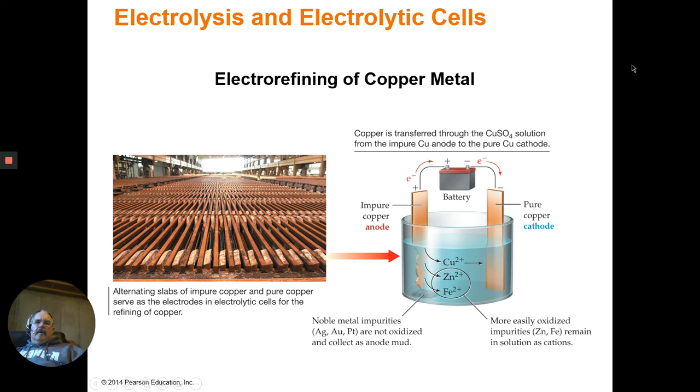Okay, here we have electro-refining of copper metal. So we have alternating slabs of impure and pure copper. Okay, there's actually a potential difference between those two, and they serve as electrodes in electrolytic cells for the refining of copper.